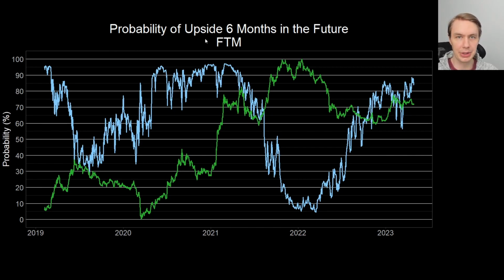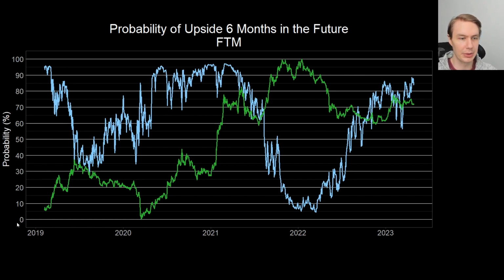This is our probabilistic forecast model applied to Fantom. This blue line here is the model's output across time. The green line is the Fantom price, and the blue line is the model's output. What this is telling you is: what is the probability that the price of Fantom will be above where it is today, 6 months in the future? How likely is it that the price of Fantom will be above where it is currently 6 months in the future? That's what the y-axis here is, the probability of upside.